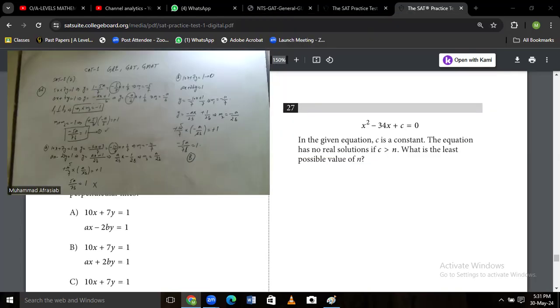See question number 27. x square minus 34x plus c is equal to 0. It is given that c is a constant. The equation has no real roots. If c is greater than n, what is the least possible value of n there? So c is greater than n, and the equation is x square minus 34x plus c.